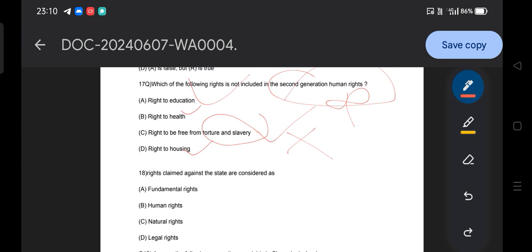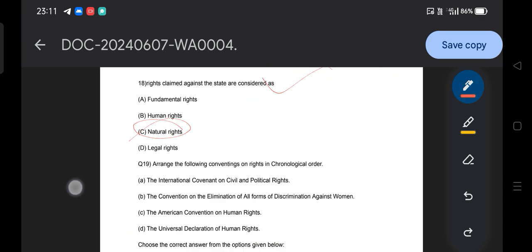Moving to the next question: rights claimed against the state are considered as what? The rights which are available against the state are known as what? Fundamental right, human right, natural right, or legal right? I have already taught you the different types of rights: natural rights, moral rights, legal rights, then the historical theory of rights. So the rights against the state, that is natural right according to John Locke. Okay, moving to the next question.